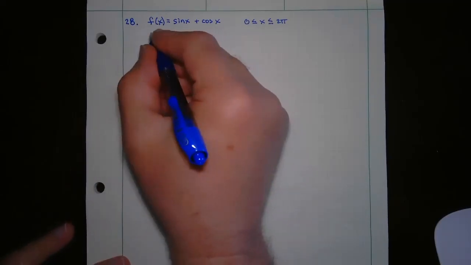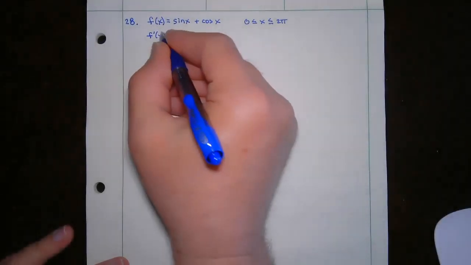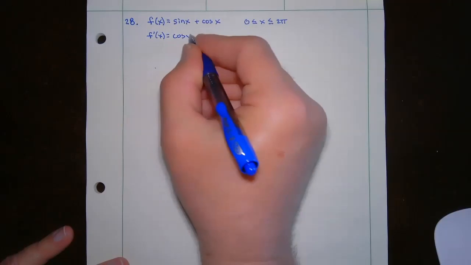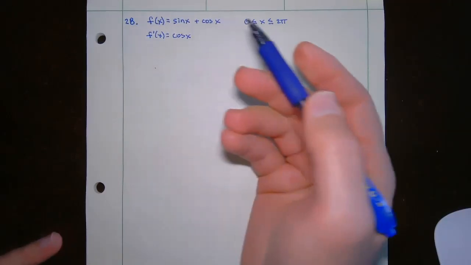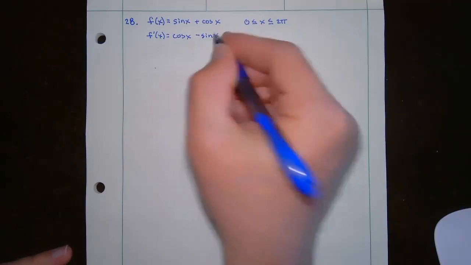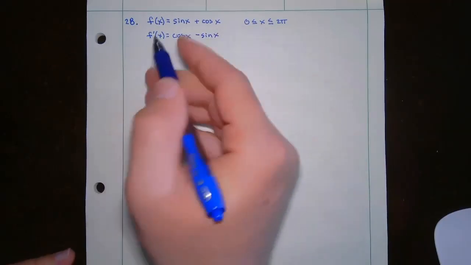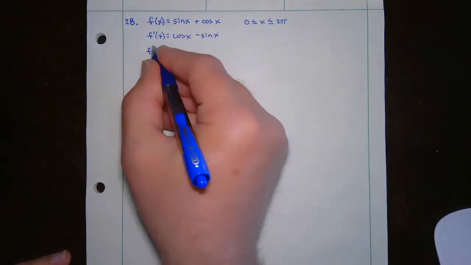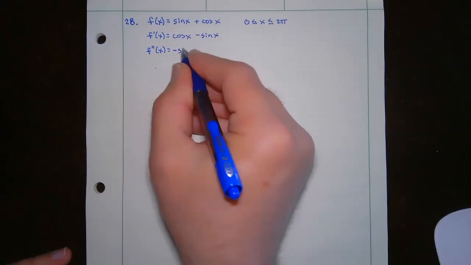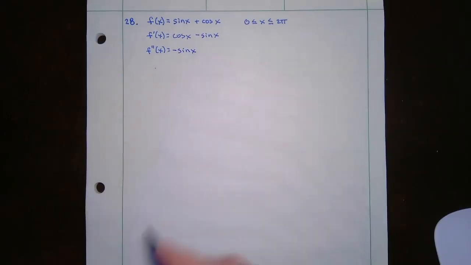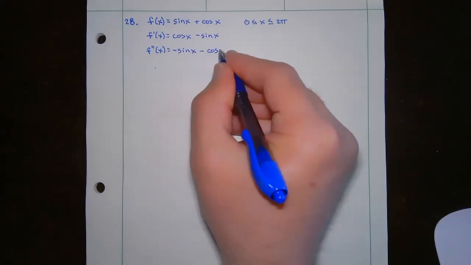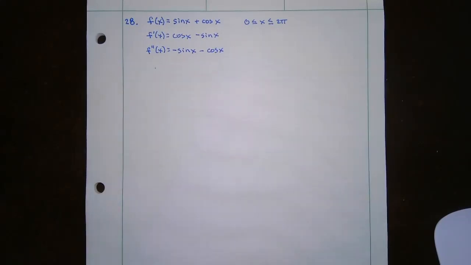So the derivative of sine x would be cosine x. And then the derivative of cosine x would be negative sine x, so minus sine x. Okay, now I got to take the derivative of that. So the second derivative, f double prime of x, the derivative of cosine x is negative sine x, and then minus the derivative of sine x, which is cosine x, okay? All right.